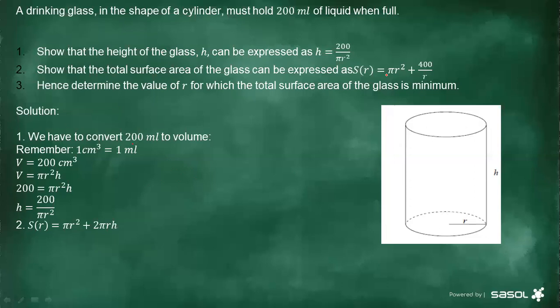And now, let us show that we can get that surface area. You just substitute the values that we are having, and h you substitute with 200 over pi r squared. Then from there you simplify, and it gives us the surface area as pi r squared plus 400 over r.